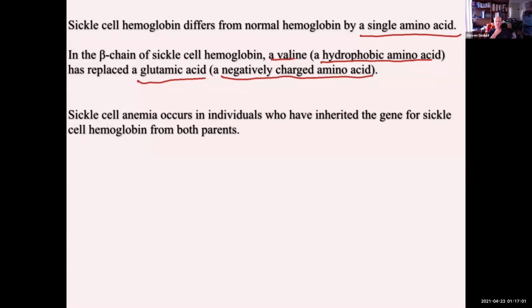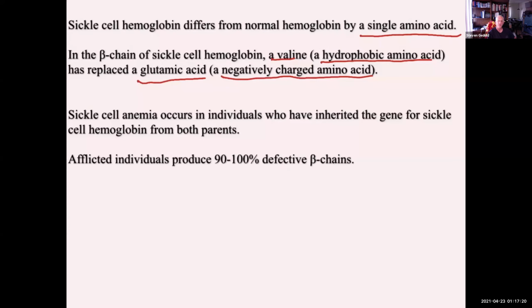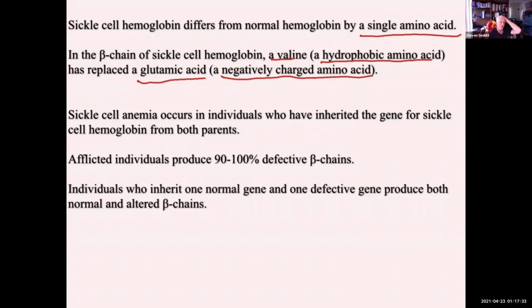Sickle cell anemia occurs in individuals who have inherited the gene for sickle cell hemoglobin from both parents. It's a recessive gene. If you inherit from only one parent, you're a carrier. If you inherit from both parents, you can have sickle cell anemia, you can have the disease. Afflicted individuals produce 90 to 100% defective beta chains. Okay? Once that gene is switched, that's it. Okay? Individuals who inherit one normal gene and one defective gene produce both normal and altered beta chains.